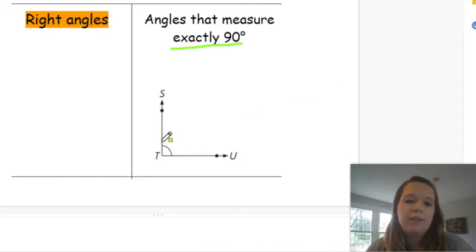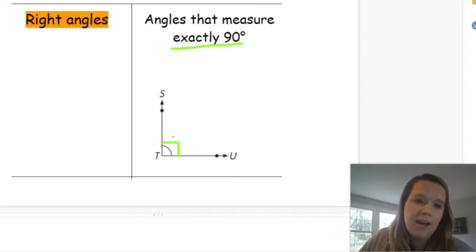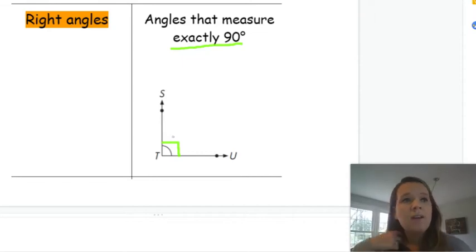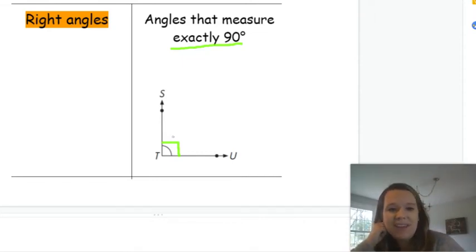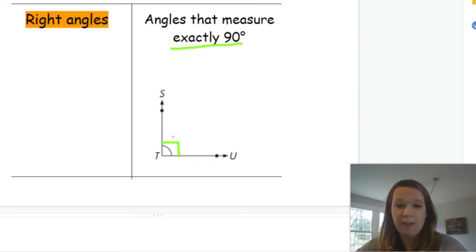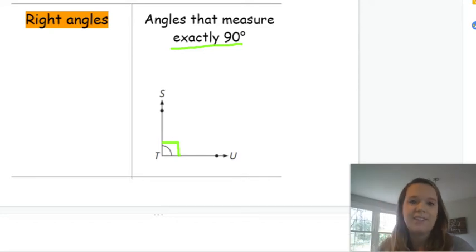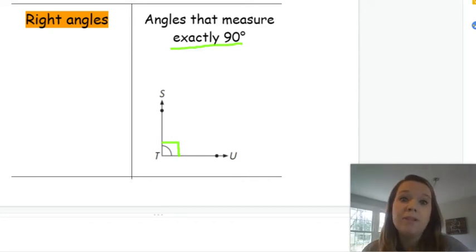Oftentimes when you see right angles, you might see a little box where the angle is, similar to this. That shows you that it's exactly 90 degrees, and you probably see them all the time around your house, at school, in different objects. Right now I'm looking at my computer screen and I can see many right angles being formed by lines that are intersecting. So right angles, it's important to remember, are only exactly 90 degrees. No more, no less, exactly 90 degrees.